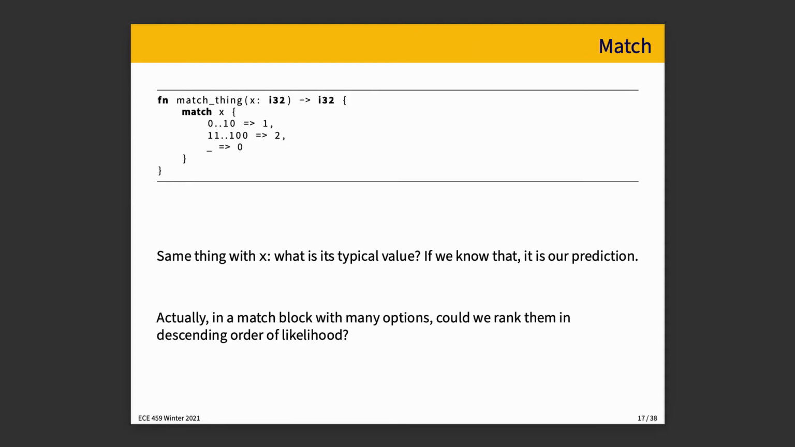We'll find out. And the third thing, which is really the same thing just dressed up differently, is the match statement. The match statement, or the switch statement in C, or other languages that use that as their version, is going to be the same thing. There is a prediction, and our prediction could be right, it could be wrong. What is its typical value? If we know that x is likely to be between 0 and 10, we could assume that, and that would be the thing that we predict. In a match block, could you rank them in order of what you think makes the most sense?